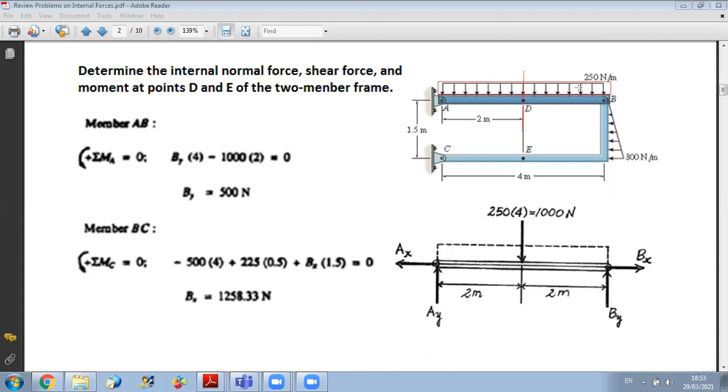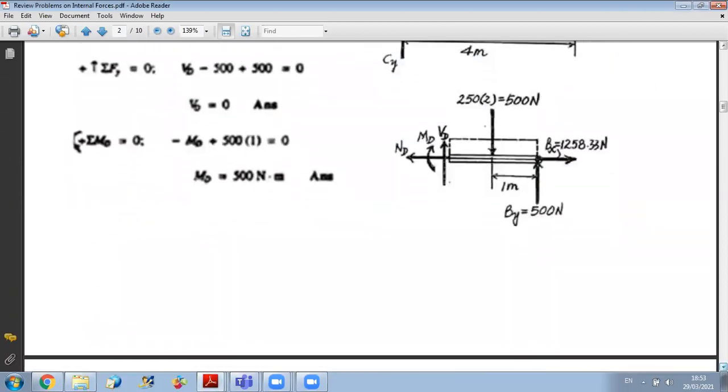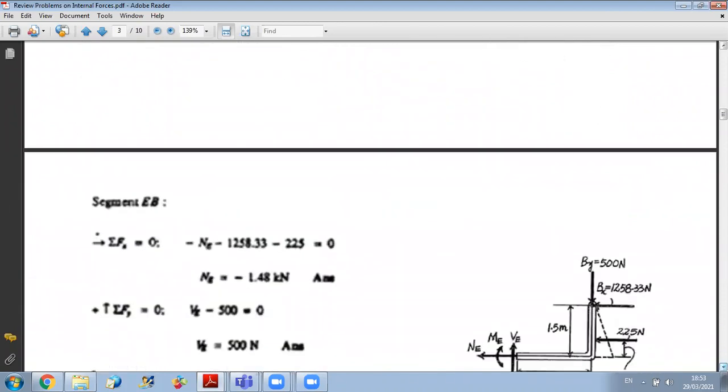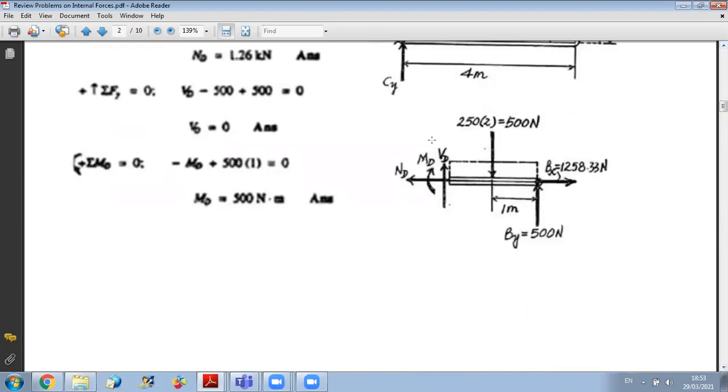Okay. So this is for the shear. Now for the bending moment MD, to get the value of MD, what should we do? To get the value of MD, we can do moment about D. Exactly. Anyway, moment about D equal to 0.